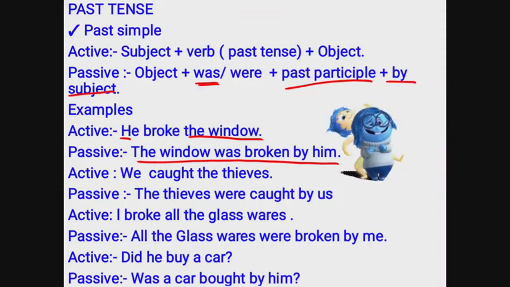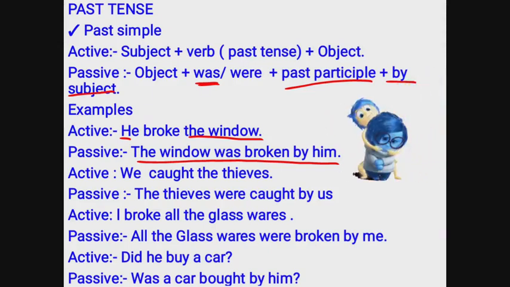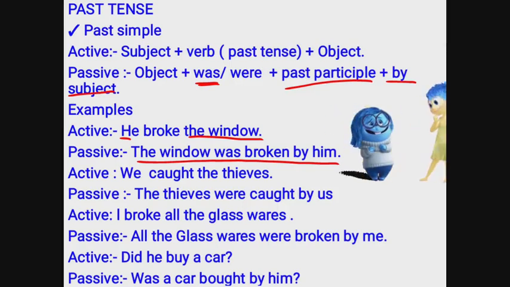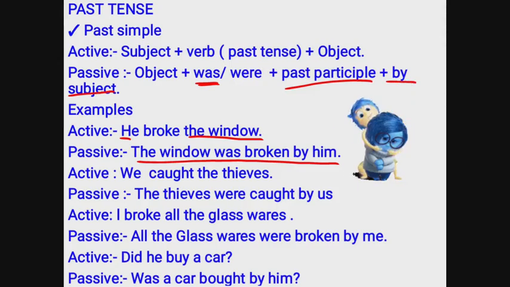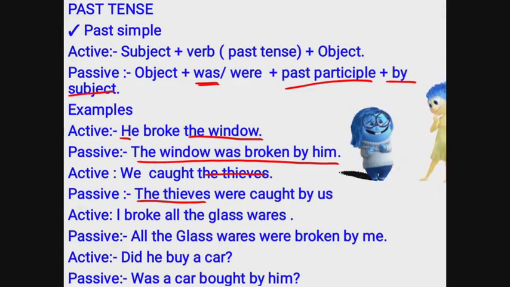Let's look at example 2. We caught the thieves. We caught the thieves. Active. To change to passive, we caught the thieves. The we is the subject, caught is the verb in past tense, the thieves is the object. Now, okay. Now, your X rule says that the thieves will now become the what? The subject, rather. The thieves become the subject.